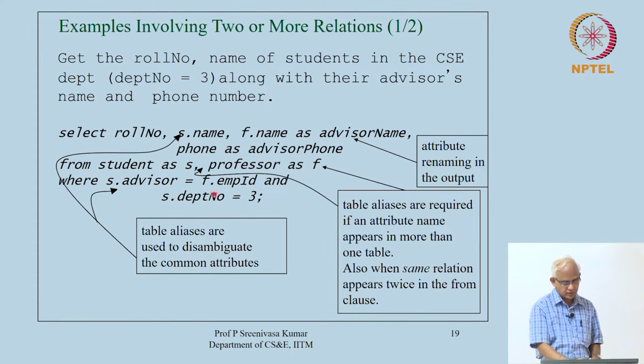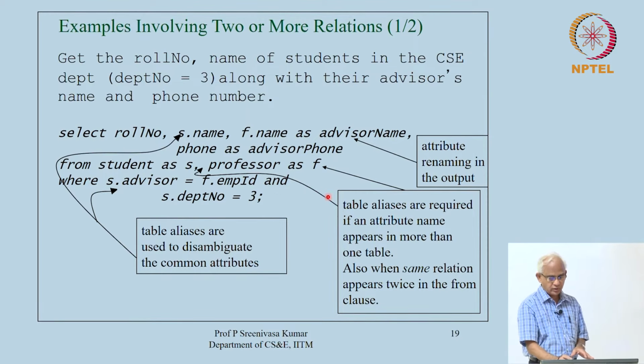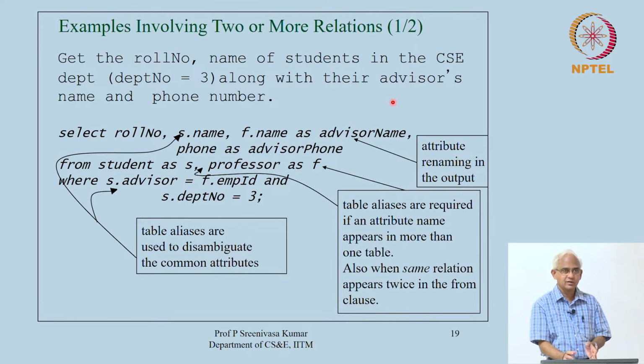Now, what is the appropriate condition here that the combination of student and professor should satisfy? First thing is we want the student to be in the CSE department. So, S dot department number equals 3. The other one is that this combination of the student and the professor should be such that the professor is the advisor of the student. We do not want random combinations, right. So, how do you enforce that? You simply enforce it by S dot advisor equals F dot employee ID.